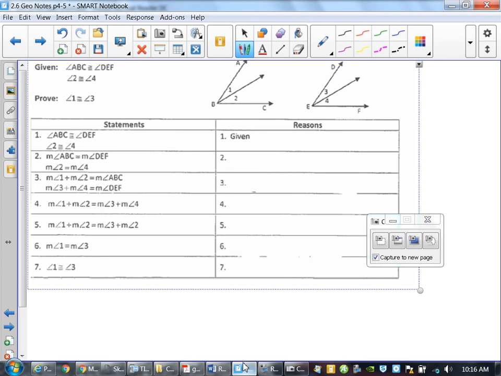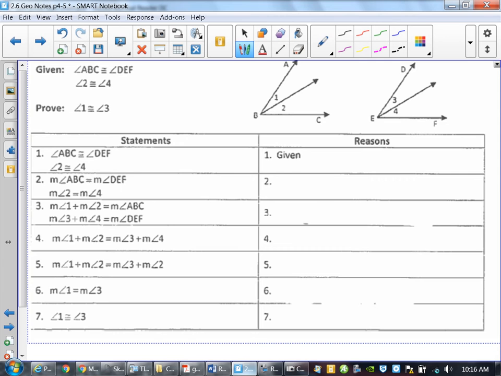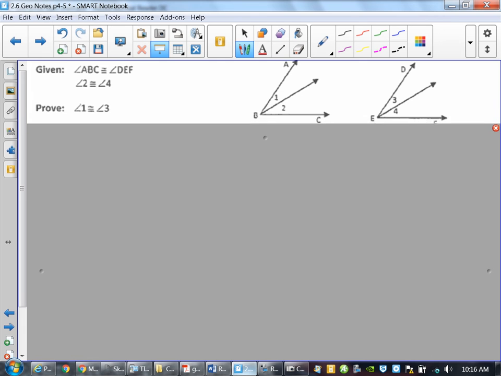Again, you'll notice that it's kind of the exact same thing. It's kind of the same setup. If we start by just looking at what we're given, by covering up the rest of it, we'll know what we're given, and we can mark our diagrams and build out of it. So I start with what I know: angle ABC is going to be congruent to angle DEF.